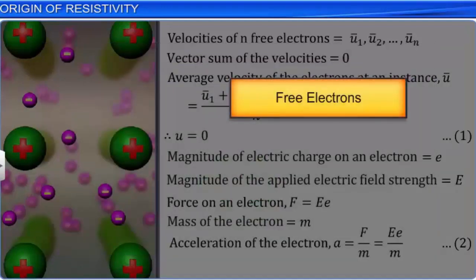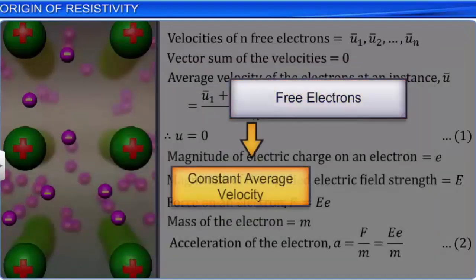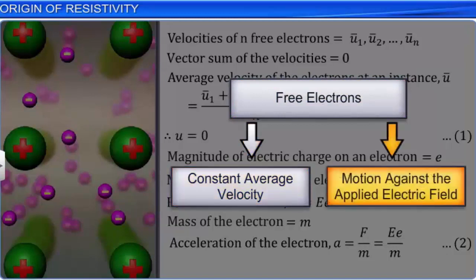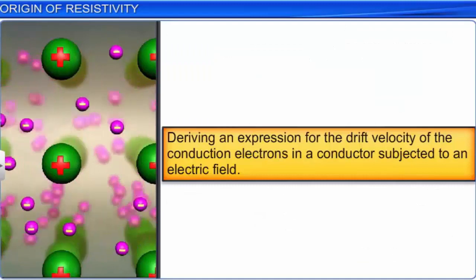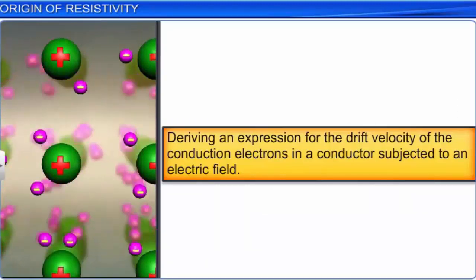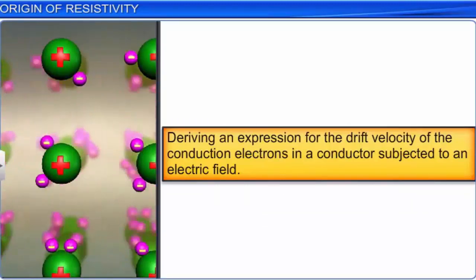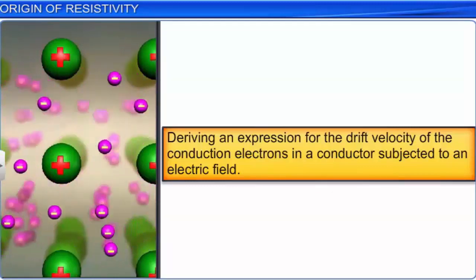The average velocity gained by the free electrons in a conductor when subjected to an electric field is called the drift velocity. Let us find an expression for the drift velocity of the conduction electrons in a conductor when subjected to an electric field.